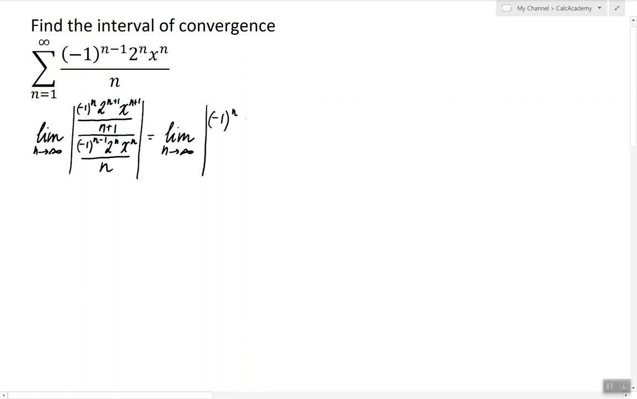So we're going to have (-1)^n, 2^(n+1), x^(n+1), over n plus 1, that's the numerator. And now dividing by the denominator, so we have (-1)^(n-1), 2^n, x^n, and n goes to the numerator. Now we can simplify this further.